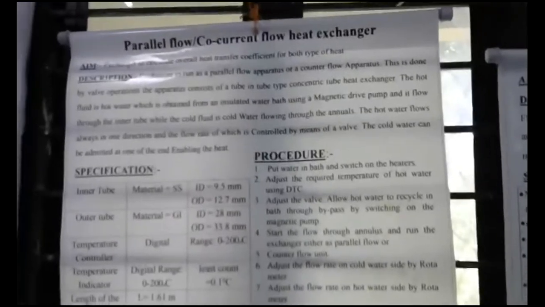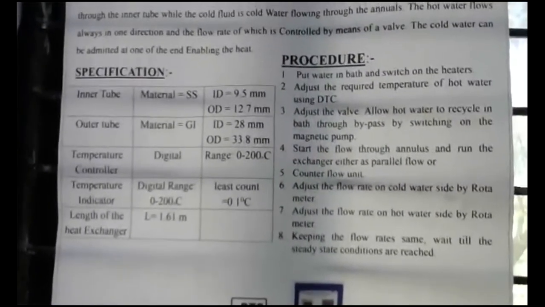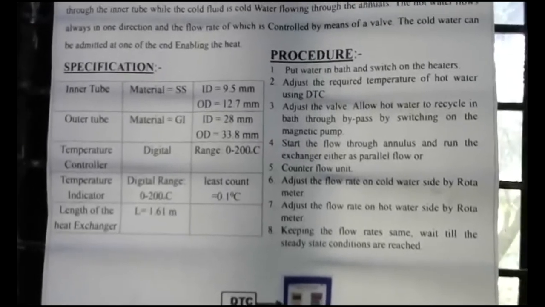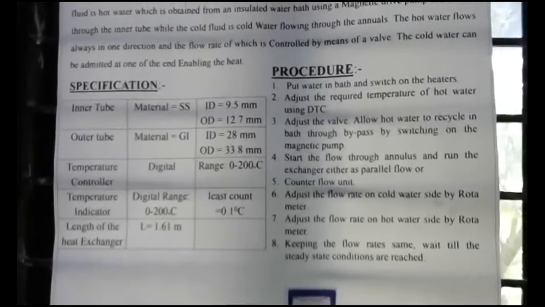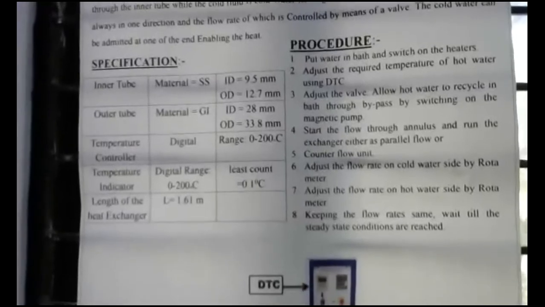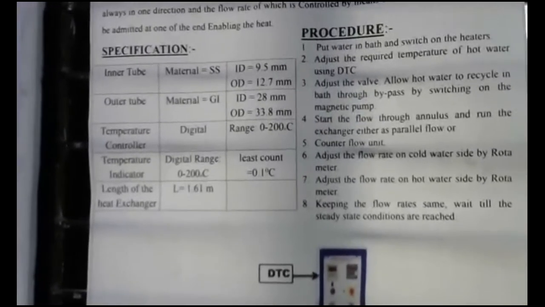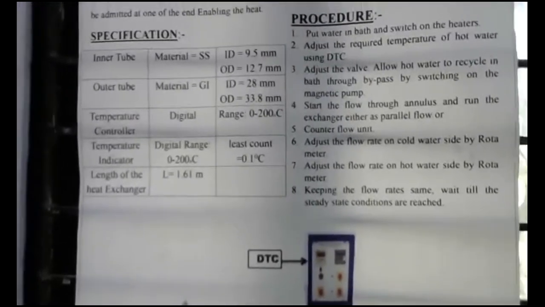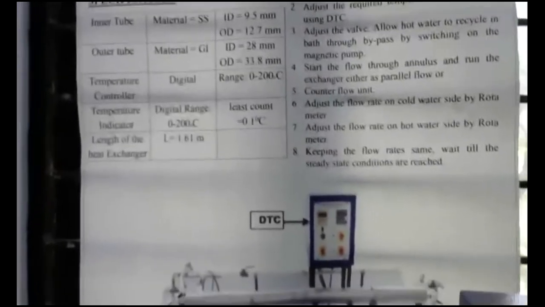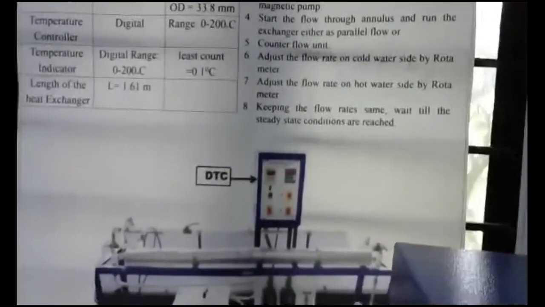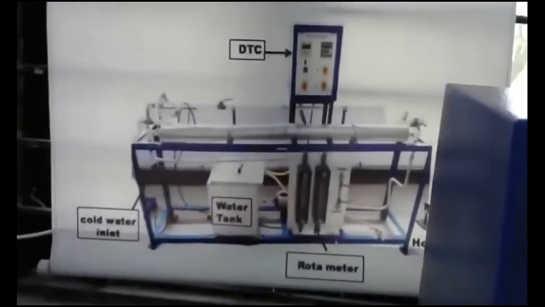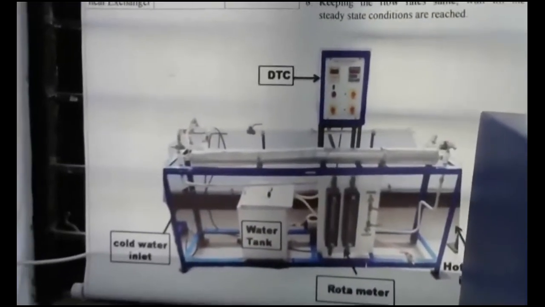So there are two cases. We will conduct two different experiments, for co-current and counter-current. We have already discussed these specifications. Now, for our experimental setup, these are the specifications like inner tube, outer tube, temperature controller, temperature indicators, length of the heat exchanger, etc. In different institutes, with different practical setups, the technical specifications may be different.